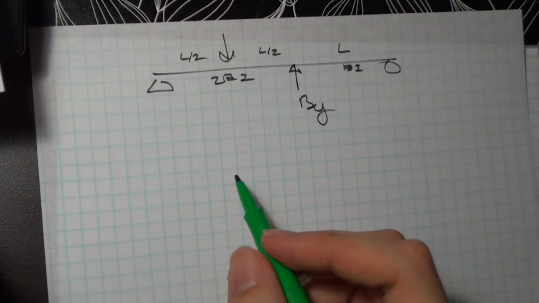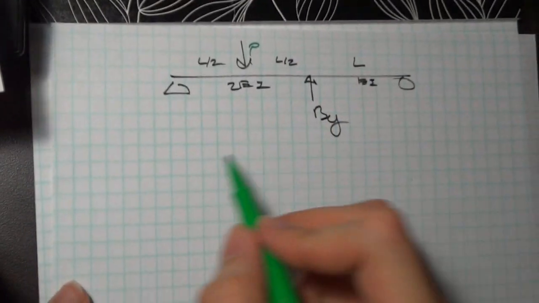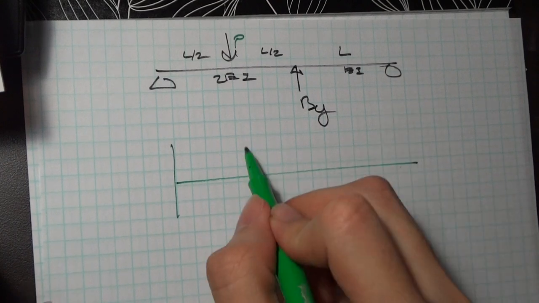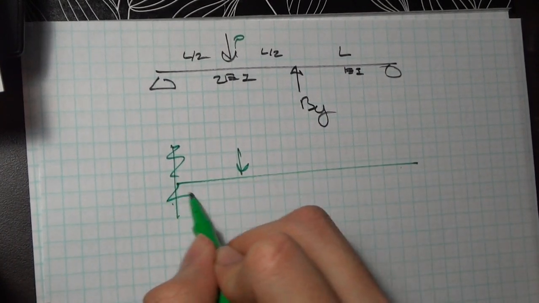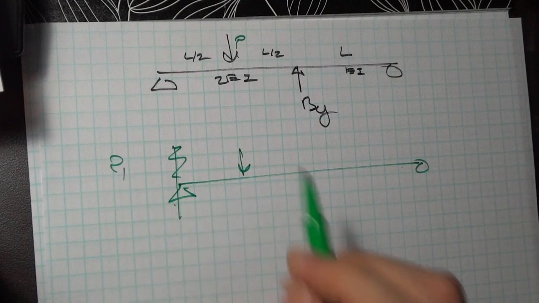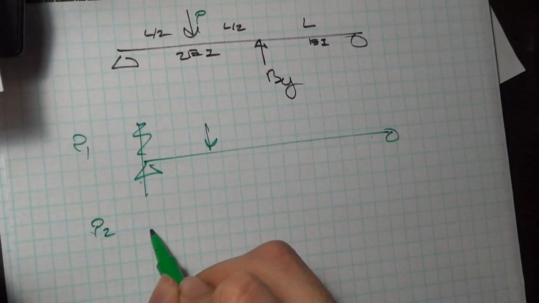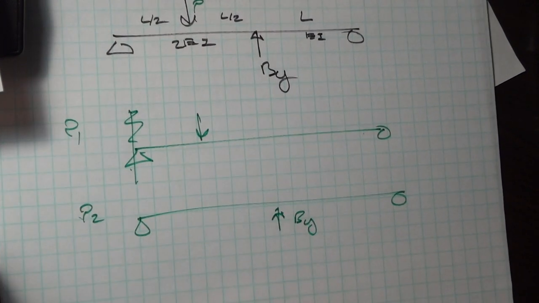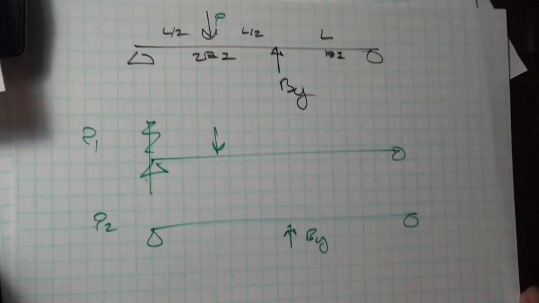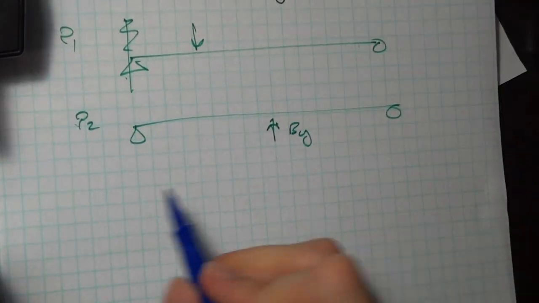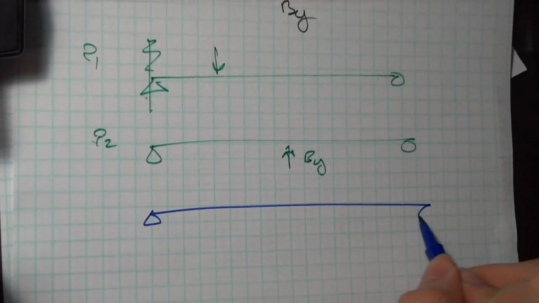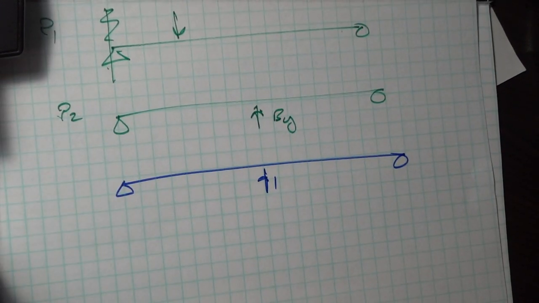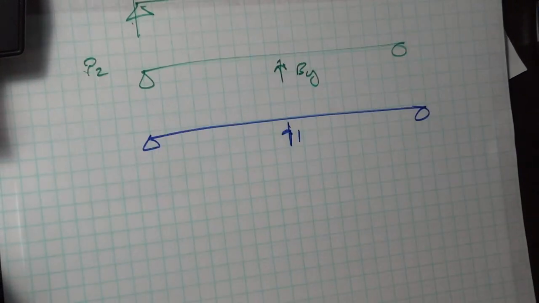So let's do this one first. This is my P1 system, and my P2 system will be with this force there, and my Q system will be this one. Okay. So now let's look at this MP1 system.